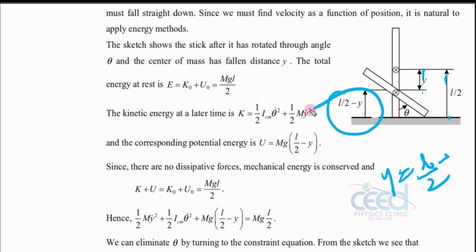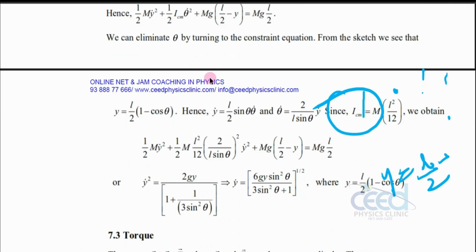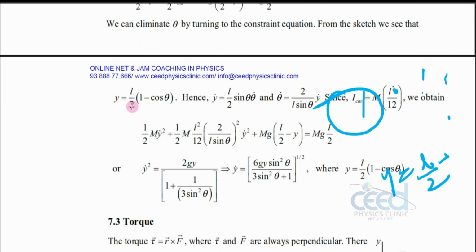See, from the ground, the instantaneous position, what is this L by 2 minus y? It is equal to L by 2 cos theta, right? Then L by 2 minus L by 2 cos theta is only the y coordinate of the final center of mass position. So y is equal to L by 2 minus L by 2 cos theta, right? So how does this come? Go to the figure: L by 2 into 1 minus cos theta.